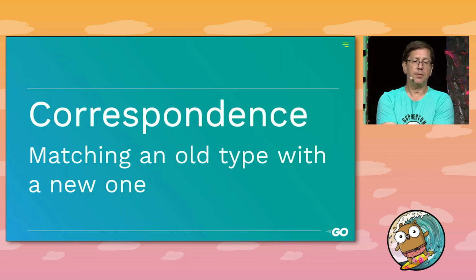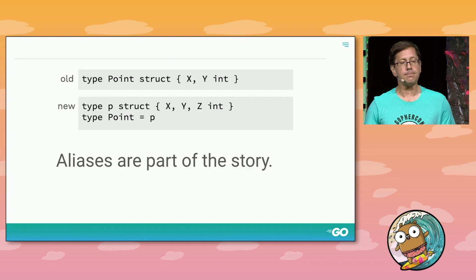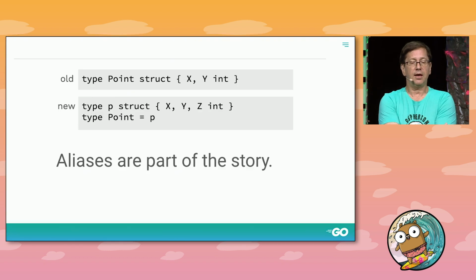So we need a way to determine when an old and a new type correspond. That's the term I'll use. They're not the same, but they match up. So here's that example again, where the types don't have the same name, but there's an alias with the same name. So it looks like we need to take aliases into account. It turns out that that is still not enough, though.